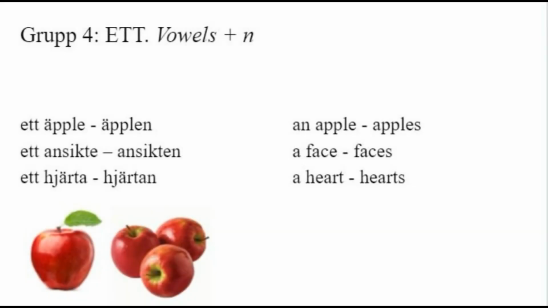Group 3, as I said in the beginning, is a bit more complicated than the rest, and we will discuss Group 3 in Part 2. For now, we move on to Group 4. Words that belong to Group 4 acquire n at the end in plural. Here we have et nouns ending with vowels. In plural, you simply add n at the end. For example, ett äpple, you take away article ett and simply add n, äpplen. Or ett ansikte, you take away ett, you add n, and you have ansikten, faces.